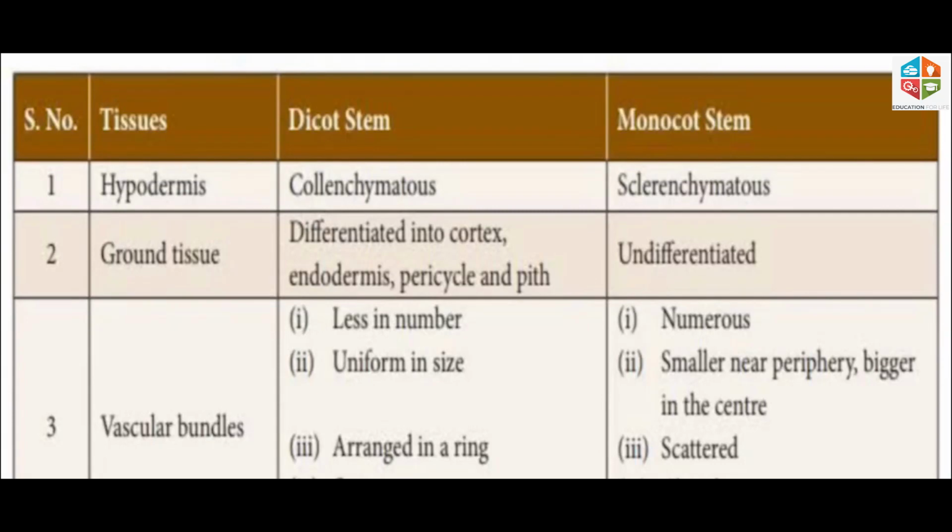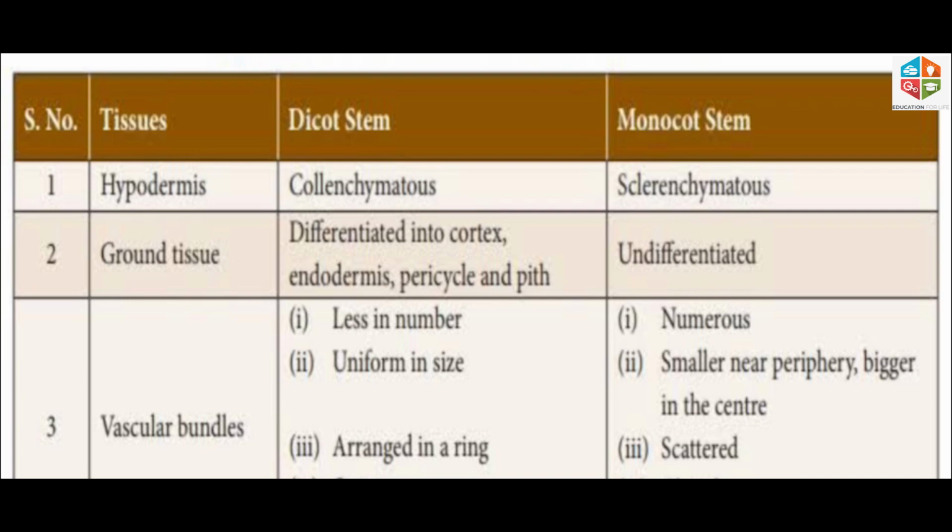Now we will be seeing the difference between dicot and monocot stem. First one, hypodermis. In dicot stem it is collenchymatous, whereas in monocot stem it is sclerenchymatous. Second one is ground tissue. In dicot stem it is differentiated into cortex, endodermis, pericycle and pith, whereas in monocot it is an undifferentiated mass of parenchymatous cells.